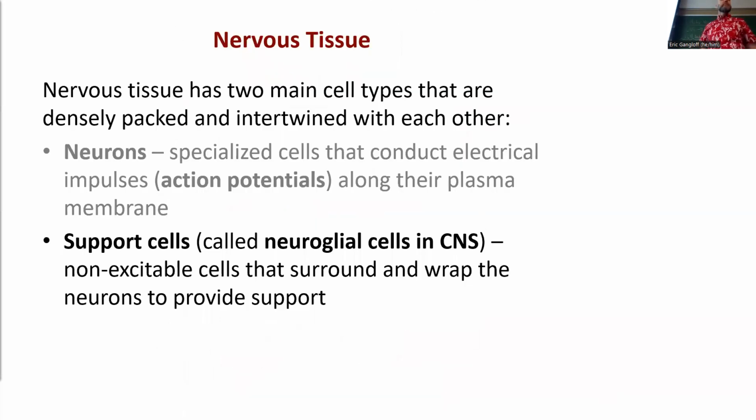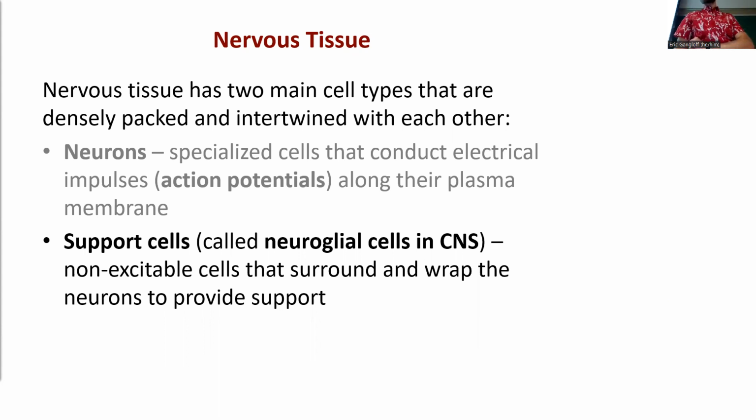So to remind you, nervous tissue has two main cell types. The first are neurons. These are the specialized cells that transmit information via electrical signals known as action potentials. We've just talked about those guys. The other type of cell, in fact, the majority of cells in the nervous system, are what's called support cells, or in the central nervous system, we call these neuroglia or neuroglial cells. These are cells that don't transmit information, but do a whole bunch of other stuff to ensure that your neurons can transmit information. So what we're going to do now is transition and talk about these support cells in a little more detail.